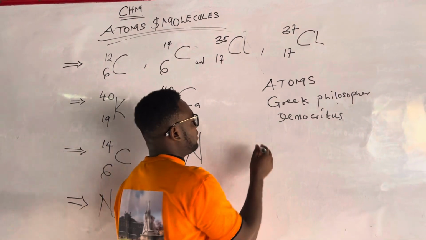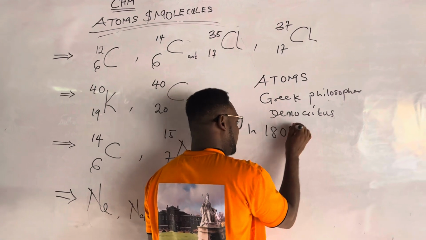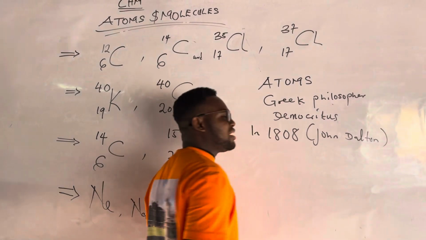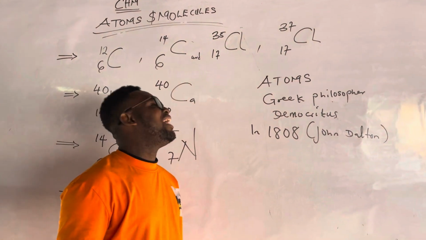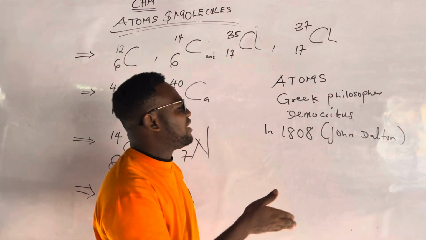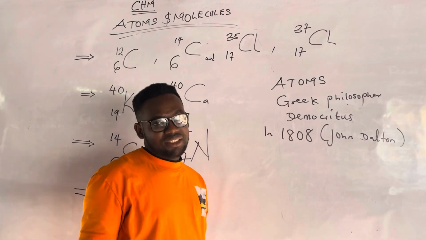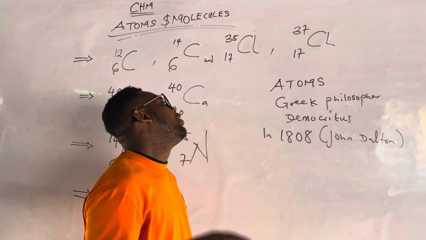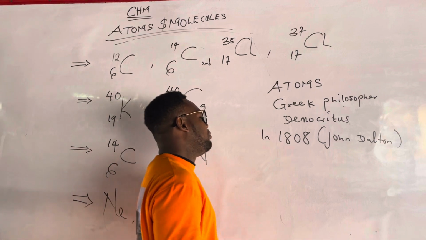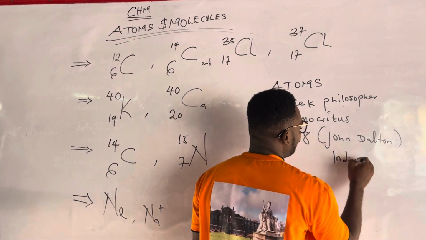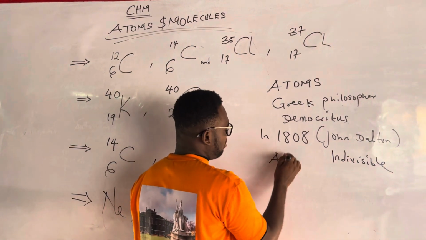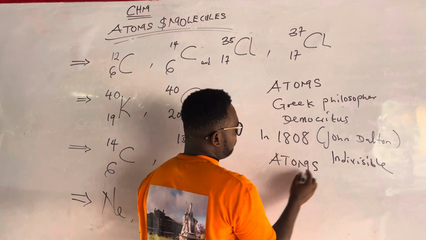But we know that in 1808, John Dalton officially described an atom, where he said that an atom is the smallest indivisible particle of an element which can take part in a chemical reaction. That first statement he made would have been correct if he removed the word indivisible. All right? Because further study of the atom shows us that an atom is made up of the following particles.